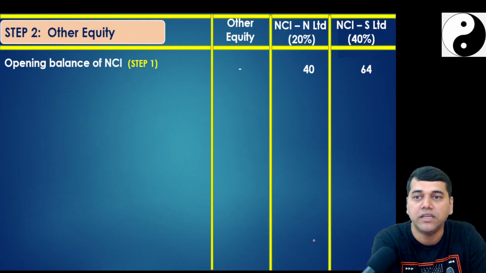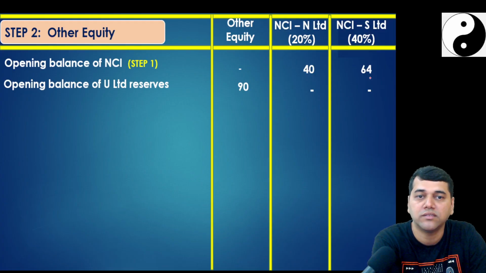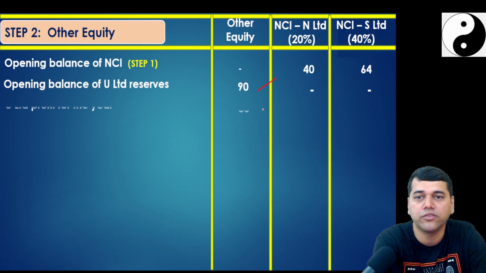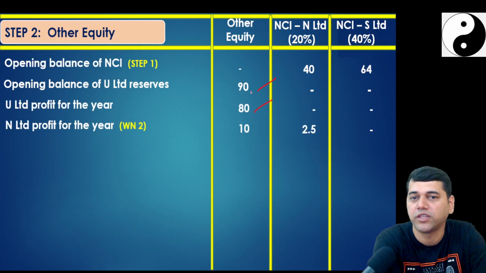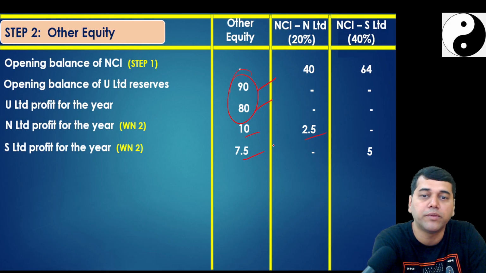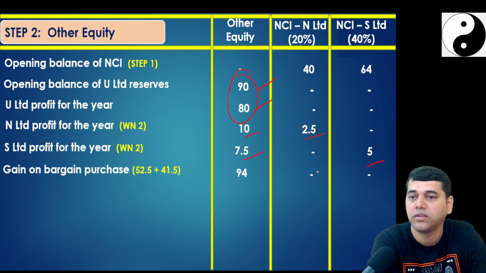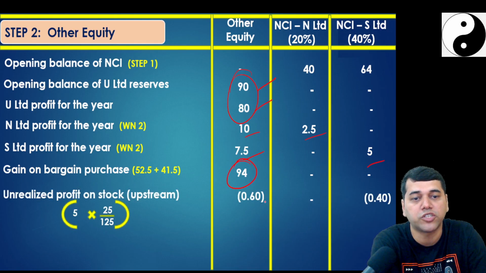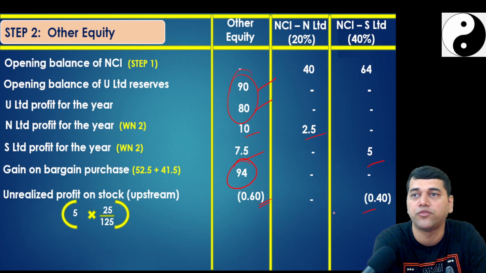Next, other equity. You have got the opening balance of the NCI, but actually it is not an opening balance, it is a mid-of-the-year balance. Anyhow, it doesn't matter, I told you, in this step you will not get any marks. Opening balance of U Limited reserves, U Limited profit for the year, you could have clubbed these two things together. N Limited profit 12.5, you break into 80-20, and Sandhya's profit you break 60-40. Gain on the bargain purchase you will show together. Unrealized profit on the upstream stock is 1 rupee, which you distribute 1:4.